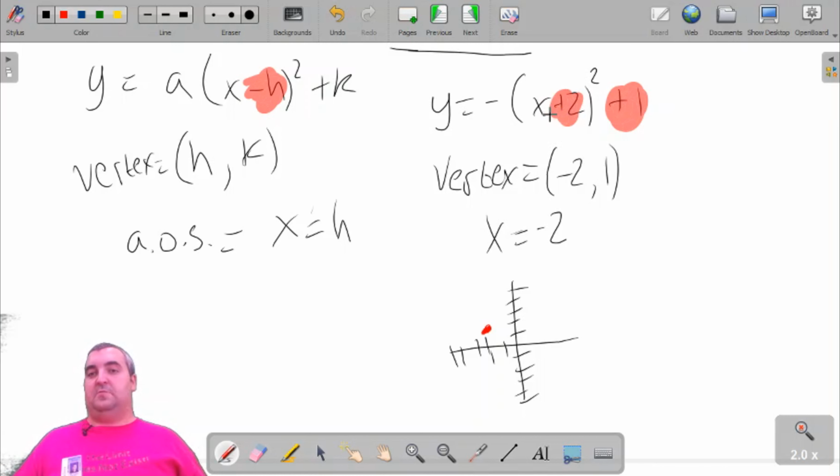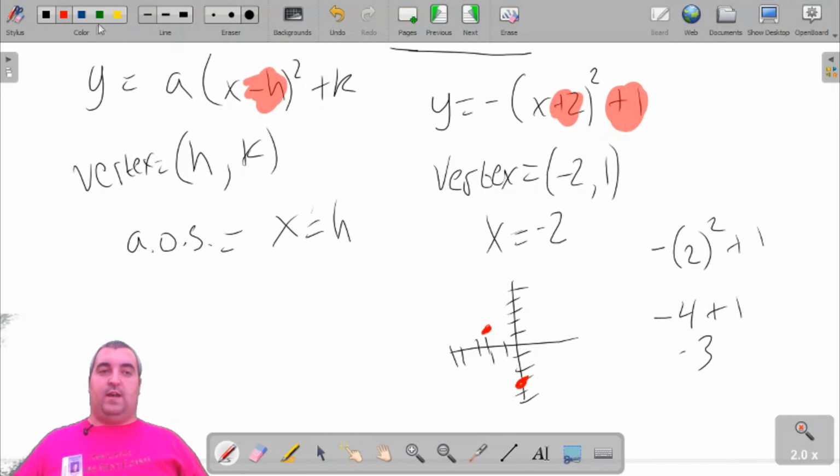because we're just substituting in 0, right? So here, if we substitute 0 in, you're going to get negative (2 squared) plus 1. That's going to make it 4, but the negative's outside, so the negative does stay. So it'd be negative 4 plus 1, so it'd be negative 3. So the y-intercept is down here at negative 3.